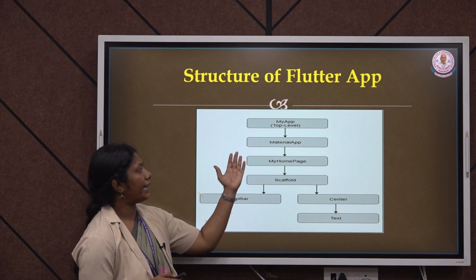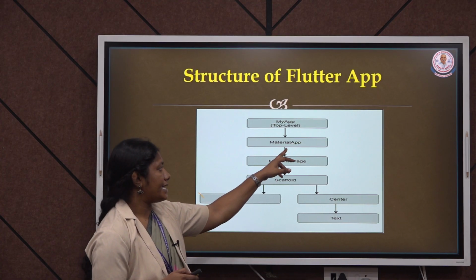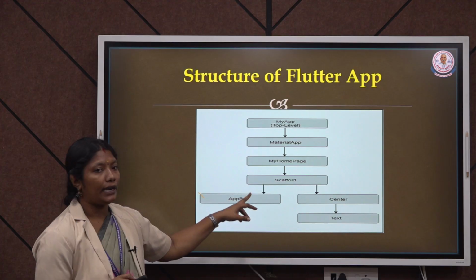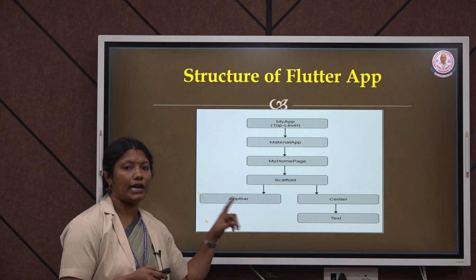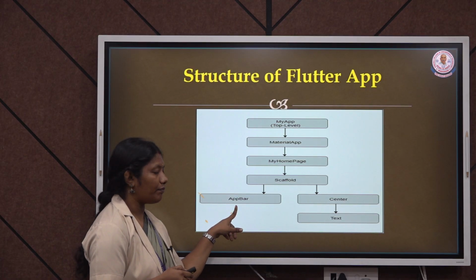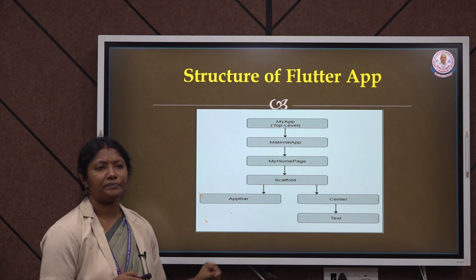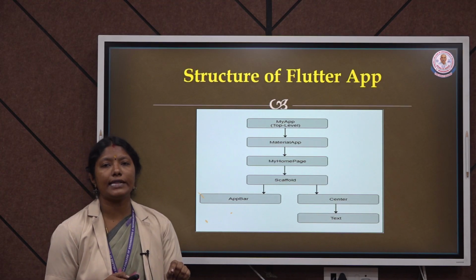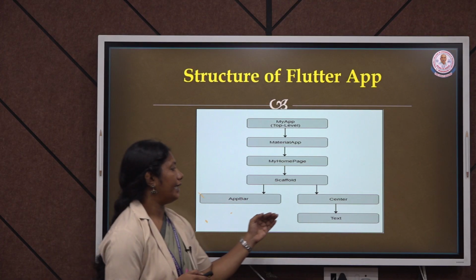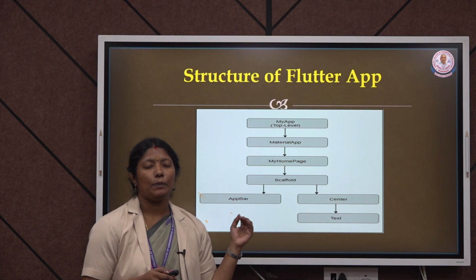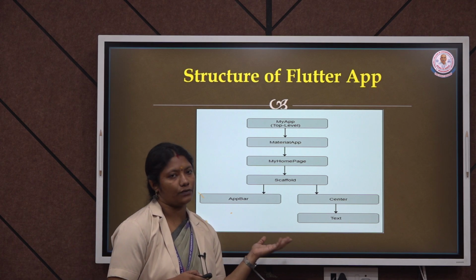Here I am going to explain the structure of an Android Flutter app. Actually, inside the MaterialApp, we have a Scaffold widget. The Scaffold widget has two properties. One is appBar, another one is body. The appBar widget defines the top bar of the application. And then next is body. This is the main area where all the components are placed, like Center, Text widgets and so on.